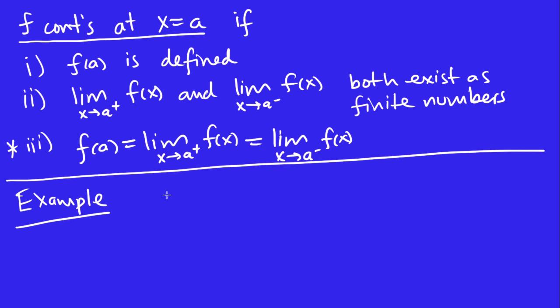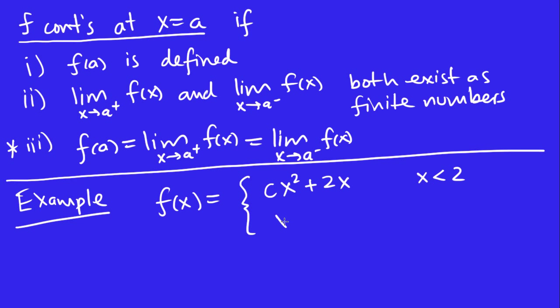So let's define a function f of x to be a piecewise function. Let's say cx squared plus 2x, that's when x is less than 2, and x cubed minus cx, that's for x greater than or equal to 2. Now, the first thing I want you to know is that notice this top function is a polynomial, and this bottom one is a polynomial. And we know polynomials are continuous everywhere.